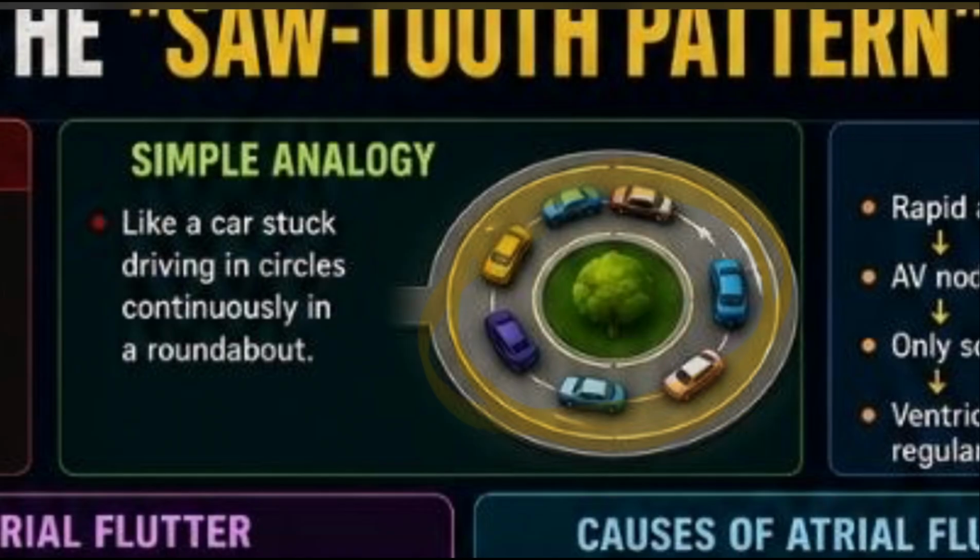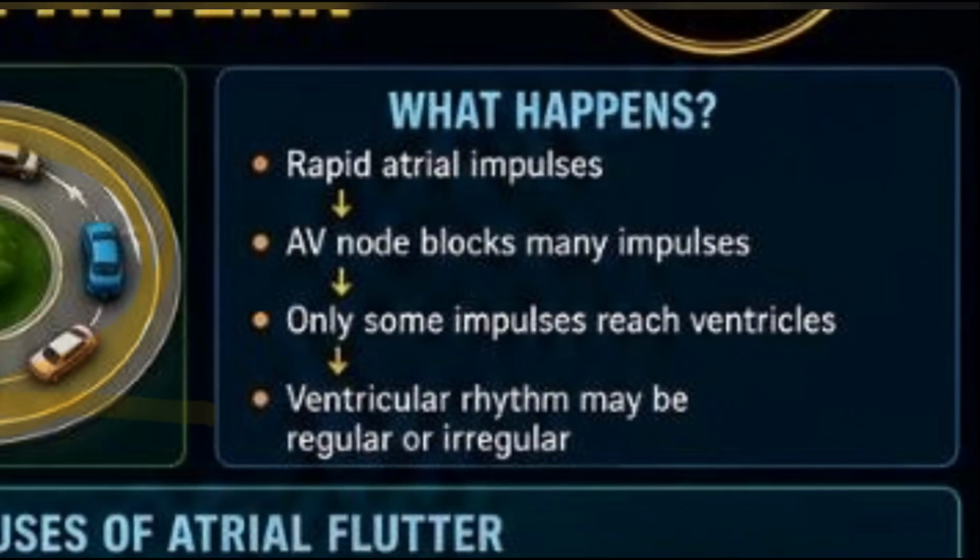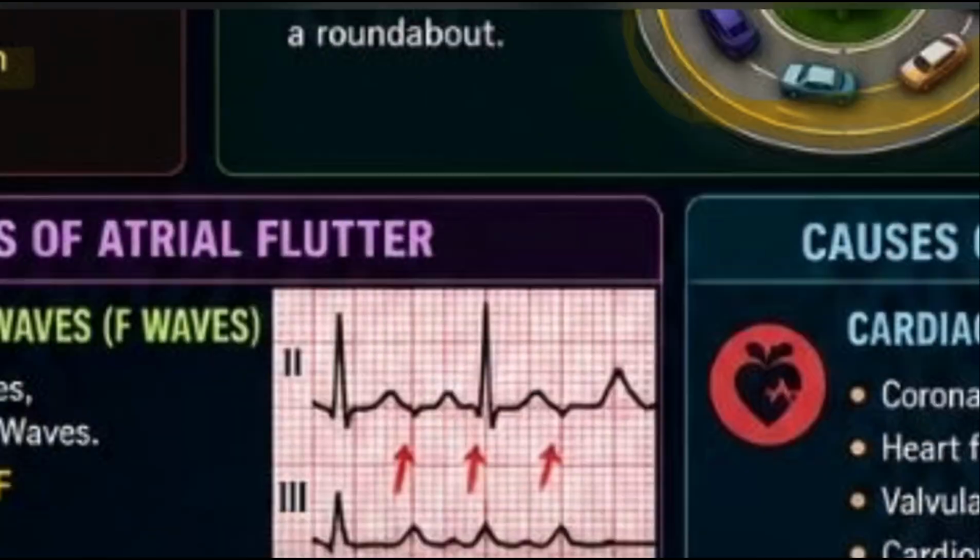So what happens in atrial flutter? Normally, first you can see rapid atrial impulses. Then the AV node blocks many impulses. Then only some impulses reach the ventricles. The ventricular rhythm may be regular or sometimes irregular, depending on atrioventricular conduction.